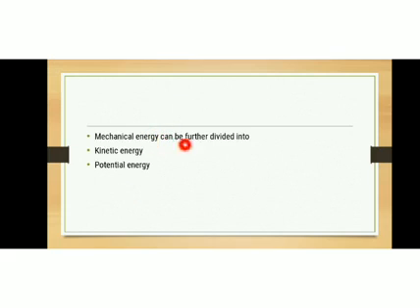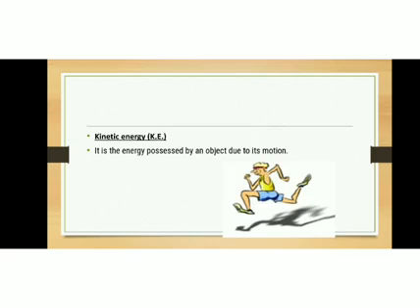Mechanical energy can be further divided into kinetic energy and potential energy. So there are different forms of energy, and mechanical energy is one among them. So today we will discuss kinetic energy in detail. So what do you mean by kinetic energy? Kinetic energy is the energy possessed by an object due to its motion. Whenever an object is moving, it possesses a form of energy which is known as kinetic energy.